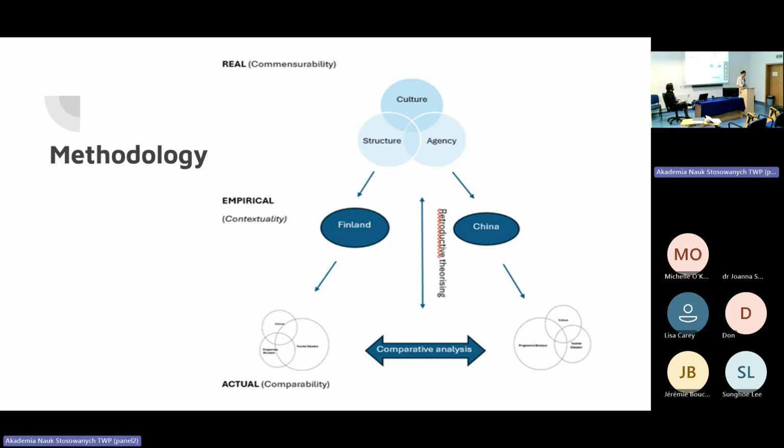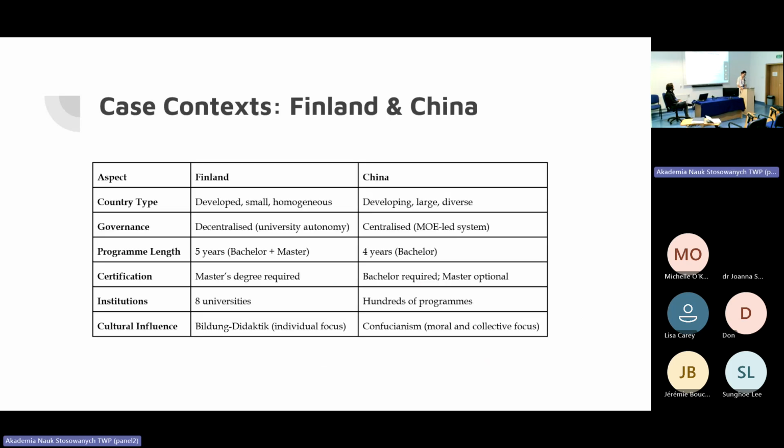A diverse case logic guided the selection of two contrasting systems, Finland and China, so that causal mechanisms could be examined across the wide relevant range. Finnish teacher education is relatively small, decentralized, and built on trust. And Chinese teacher education is large, centralized, and Confucianism-influenced.